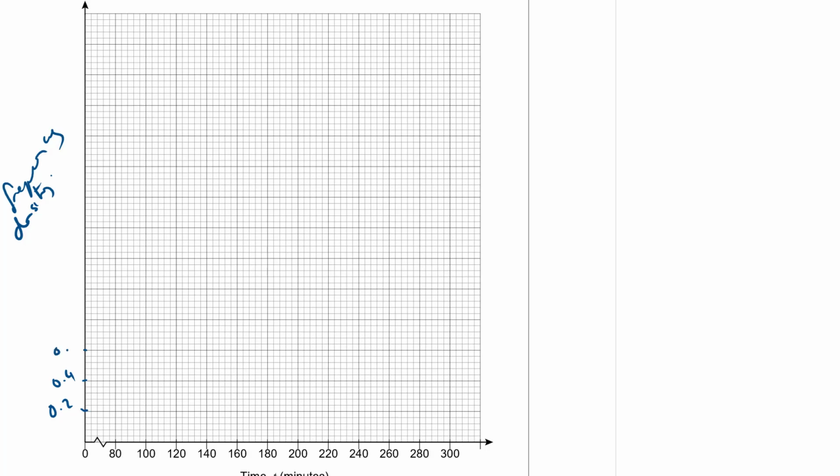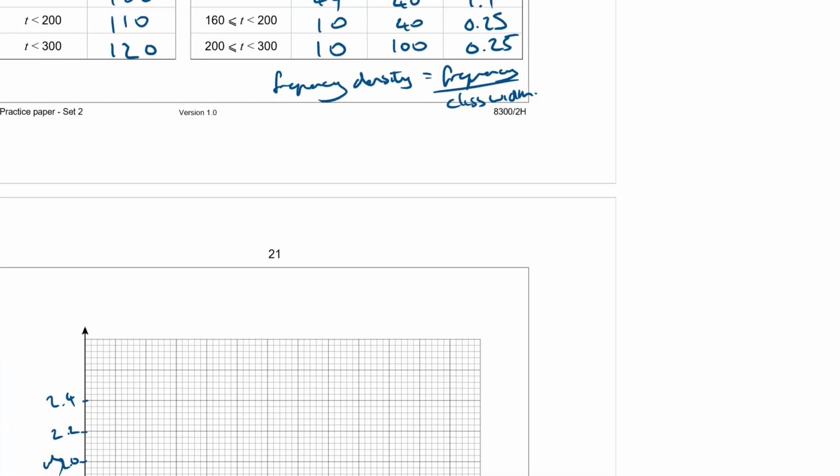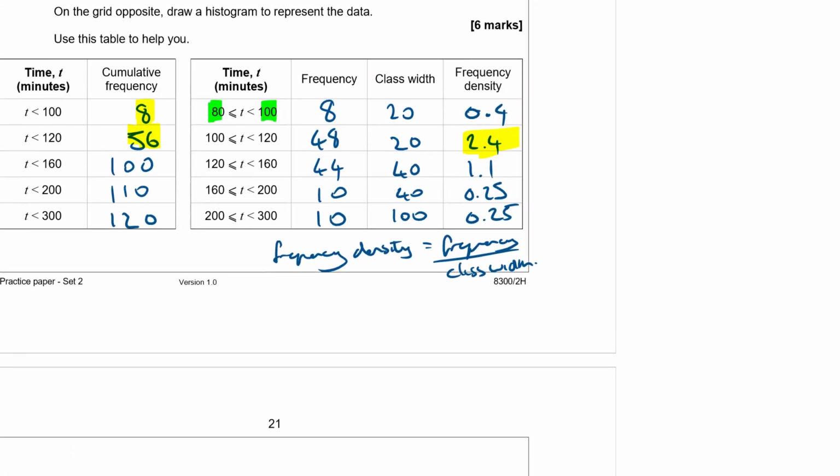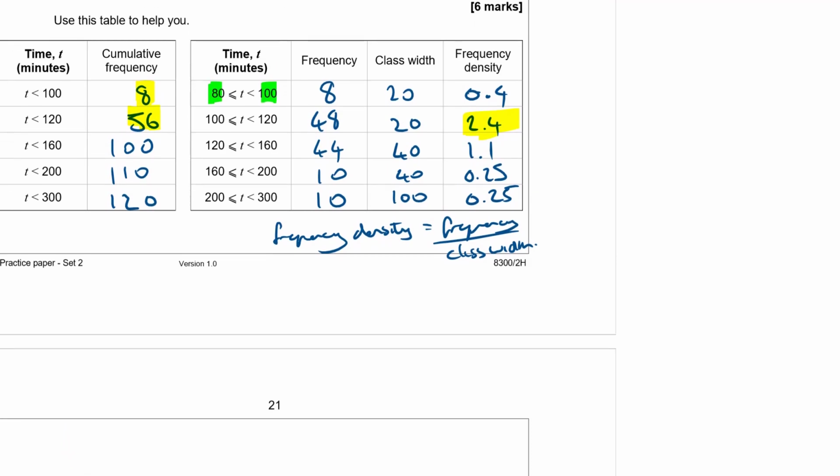0.4, 0.6, 0.8, 1.0, 1.2, 1.4, 1.6, 1.8, 2, 2.2, 2.4. That seems to fit in nicely. Okay, so my first bar was frequency density of 0.4 and going from 80 to 100.